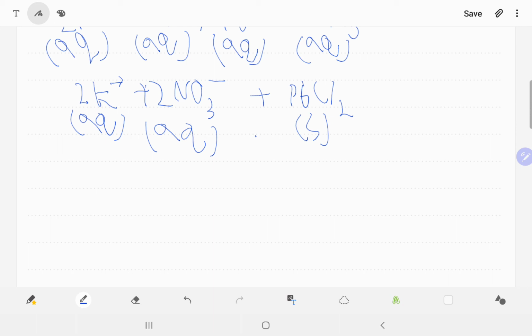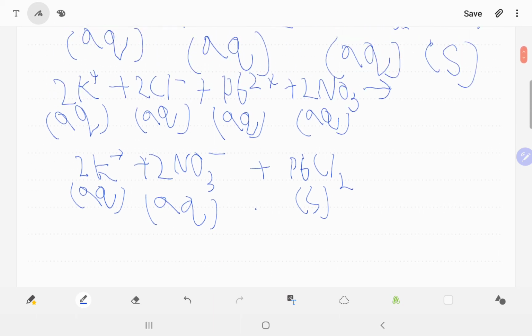Now that that's done, you need to isolate, you need to get rid of the ones that are the same. So 2K plus and 2K plus, you can cross those out since they are the same. 2NO3 and 2NO3, you can cross those out as well since they are the same. And as you can see, we only have a few remaining, which is 2Cl minus, Pb2 plus, and PbCl2.